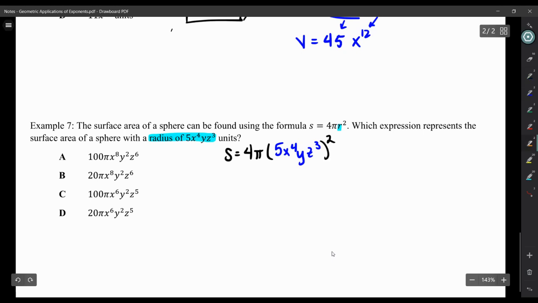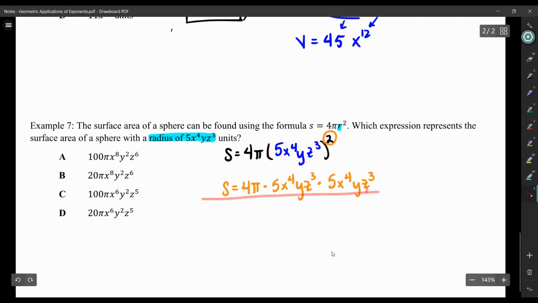Now again, this is the one I would suggest expansion. So surface area equals 4 pi times 5x to the fourth y z to the third times 5x to the fourth y z to the third. But notice, there are only two of these. This 4 pi is not included in that square, so this 4 pi just drops down. This is the only thing that's included in the square, so that's the only thing we double.